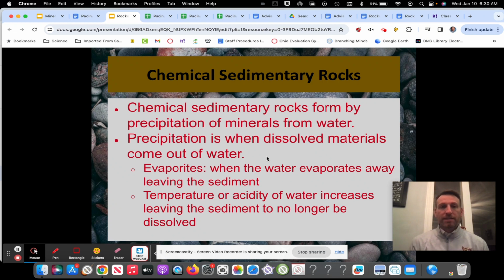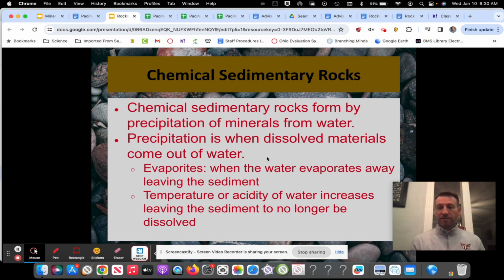Okay. Chemical sedimentary rocks, some of the most common ways that we think about them forming are limestone caves, where you have the dripping of the material in these limestone caves. If you've ever been to one, that's a great example of a chemical sedimentary rock. Okay. All right. So those are our three classes of rock.